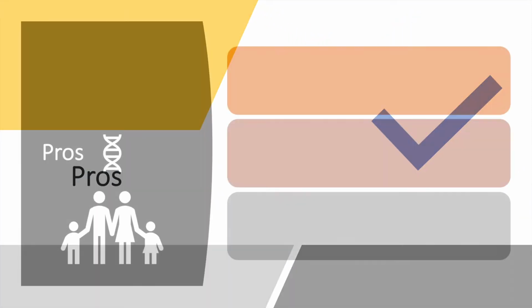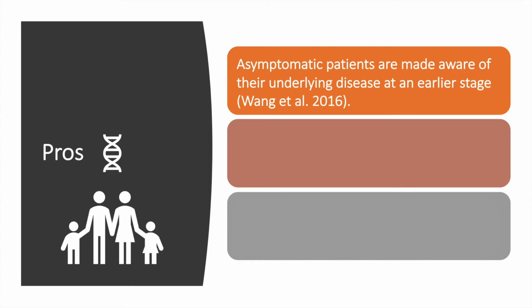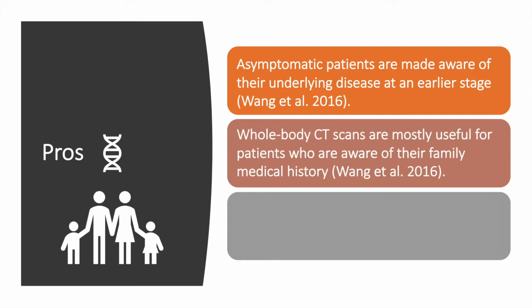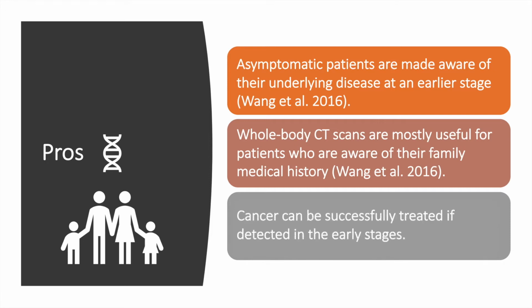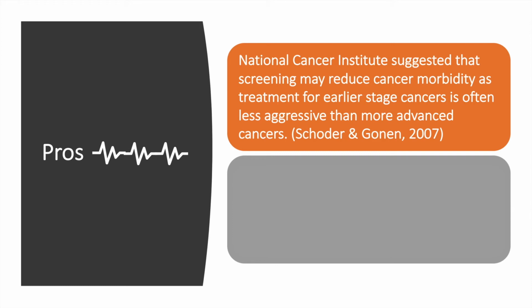Here are the pros. Utilizing whole-body CT screening allows asymptomatic patients to be made aware of any underlying diseases. This method is quite useful for patients who are aware of their family medical history, such as patients with a family history of lung cancer. By using these technologies, patients are placed at an advantage as they are then able to receive treatments to restore their health condition, as suggested by Wang et al. More specifically, the National Cancer Institute suggests that the whole-body CT screening may reduce cancer morbidity because treatment for earlier stage cancers are often less aggressive than more advanced and developed cancers.